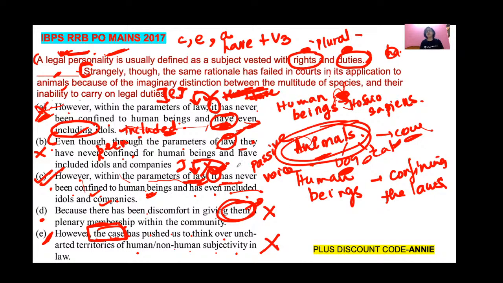Okay, now however, within the parameters of law, you can see that legal rights are being given to even idols, that is a Ganesha idol or any Durga idol. They also have legal rights. You cannot disrespect an idol. Okay, then companies also have legal rights, right? You just cannot steal any property from any company. You cannot leak their data. So companies are also having legal rights. Okay, but strangely enough, the same logic does not apply to animals. So that's why C is the right answer.